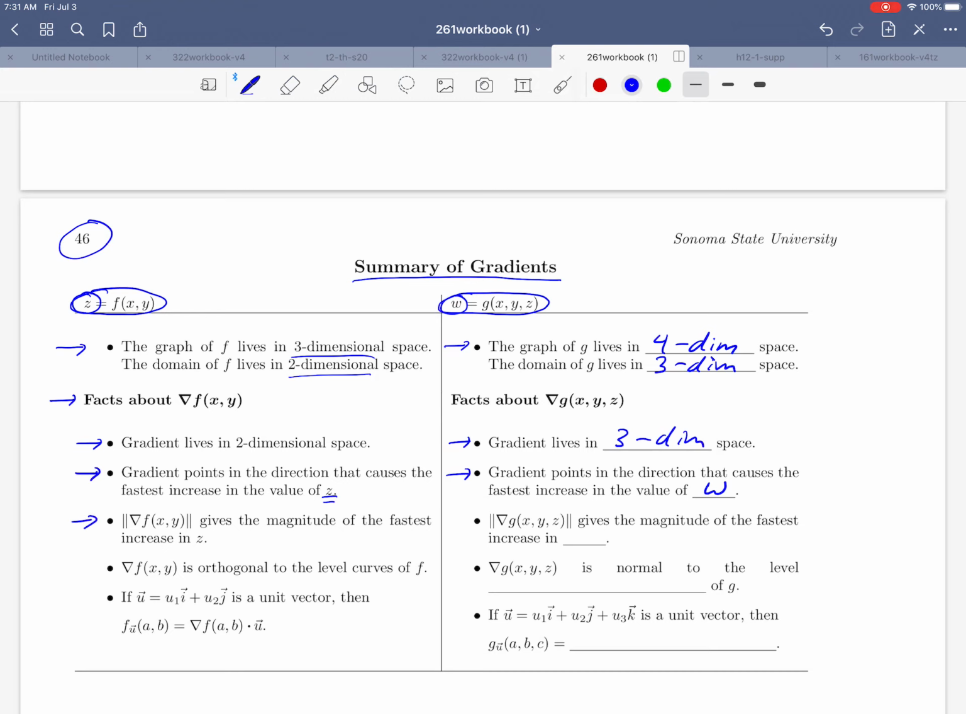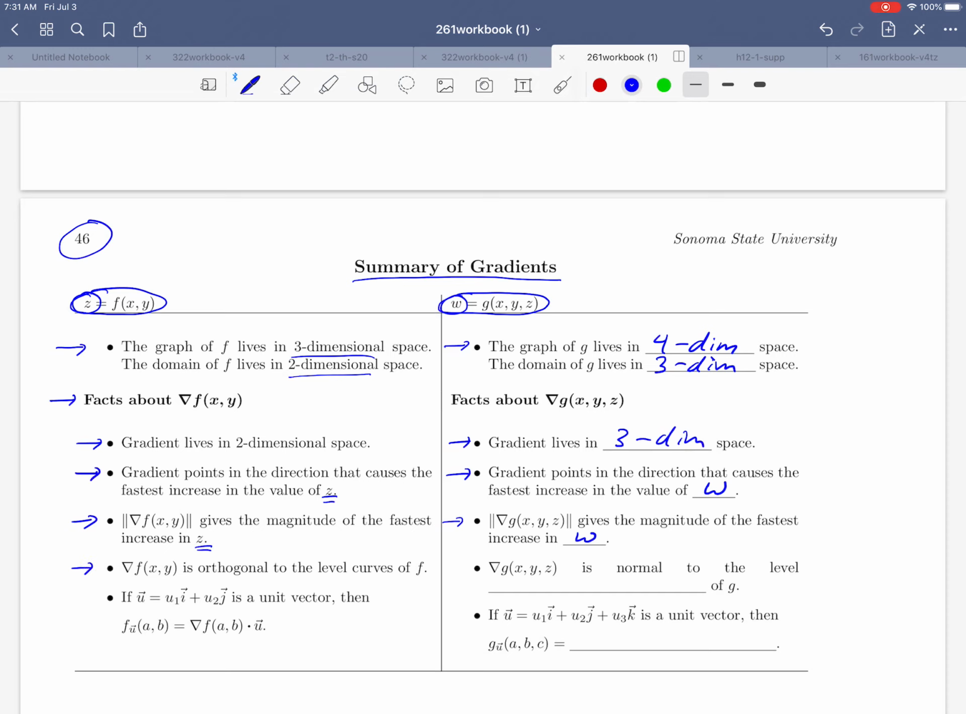Okay, back over to the left. And what about the magnitude of the gradient? Well, we know that the magnitude of the gradient gives the magnitude of fastest increase in z. There's that output variable again. And so over here on the right, the magnitude of the gradient is just going to give the maximum increase in w because w, again, is our output variable. All right, so hopefully you're seeing there's kind of a nice parallel going on between these things.